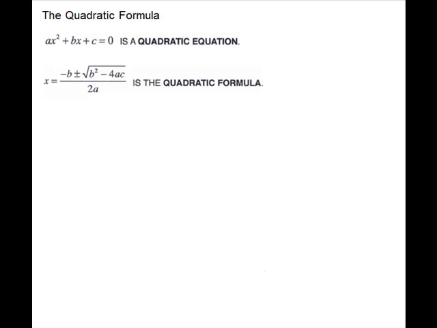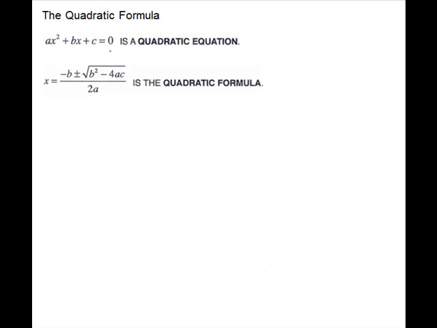The quadratic formula. We have looked at a couple of ways to solve quadratic equations. First, if it was a simple problem to factor, we could factor and use the zero product law. Second, we use the square root method. If we have something squared equals some constant, then we could take the square root of both sides.